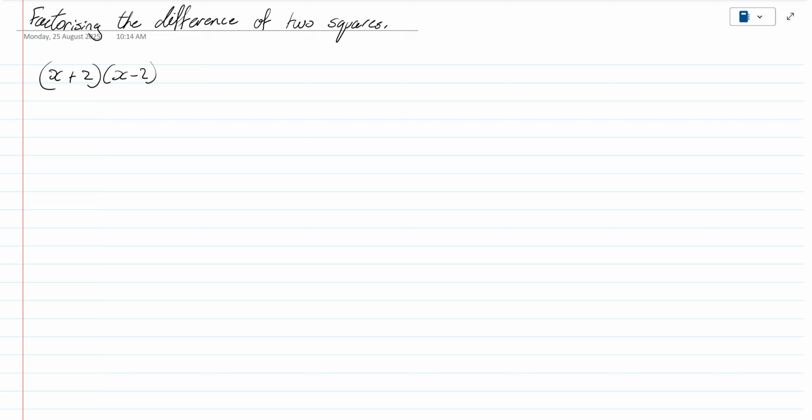This episode is looking at factorizing the difference of two squares. So recall that a difference of two squares is formed when expanding the product of the sum and the difference of two terms. So for example, here we have x plus 2, which is the sum of two terms, and x minus 2, which is the difference of two terms. So that's the difference of two squares.